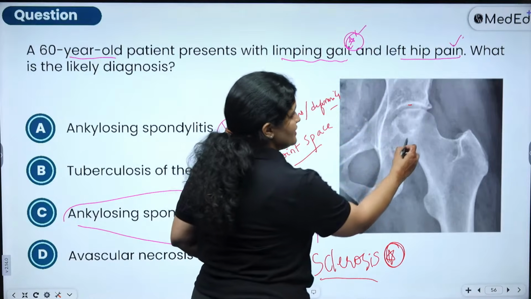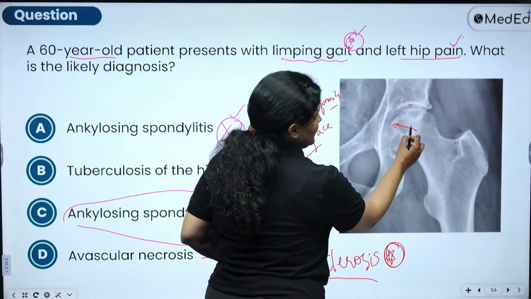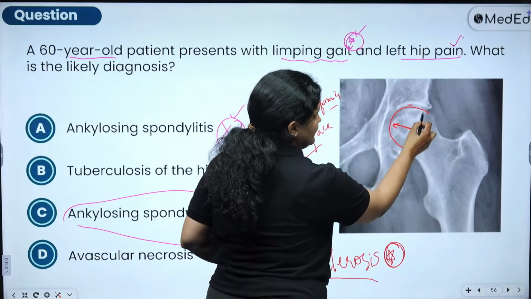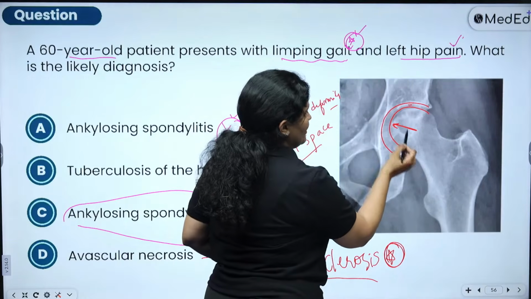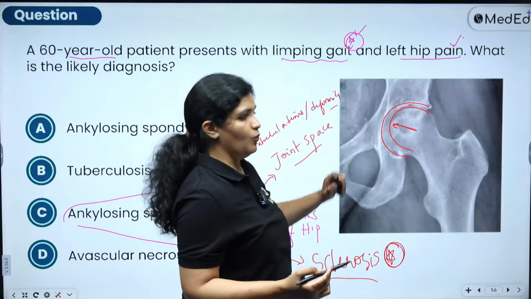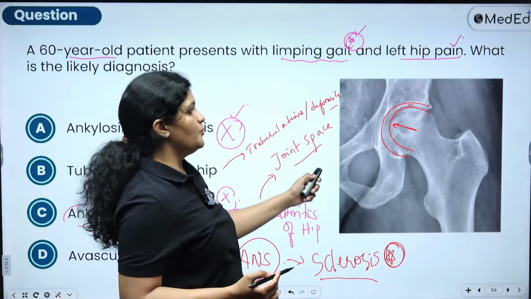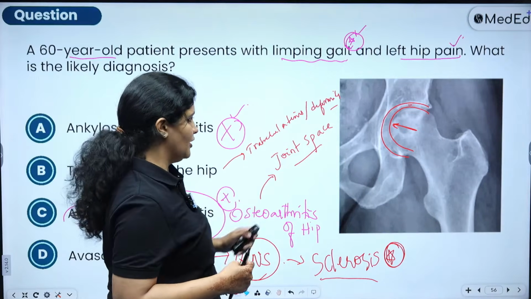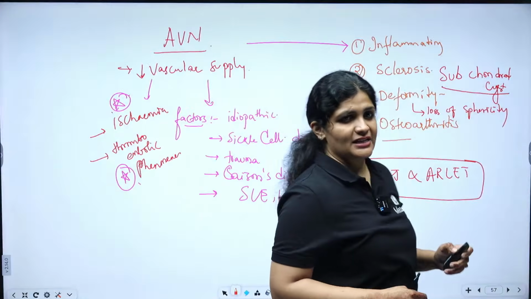So AVN is a disease which progresses from the periphery to the center, meaning the joint is not involved early. So joint space is maintained. But whenever it is osteoarthritis of the hip or TB, the joint is involved first, and there will be a lot of osteoporosis. There will be regional osteoporosis in case of tuberculosis of the hip. So the answer here is avascular necrosis.